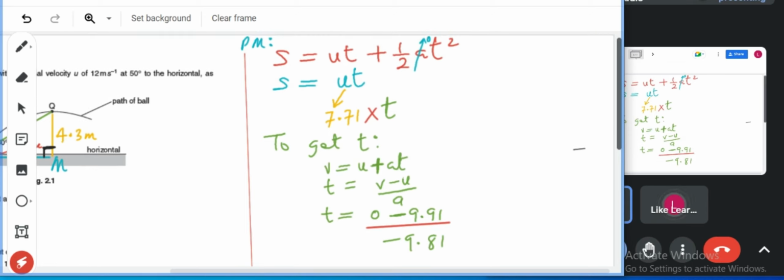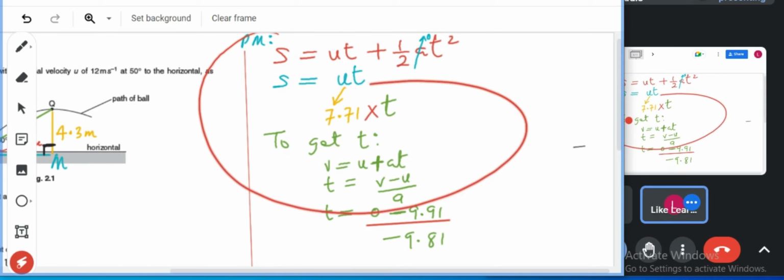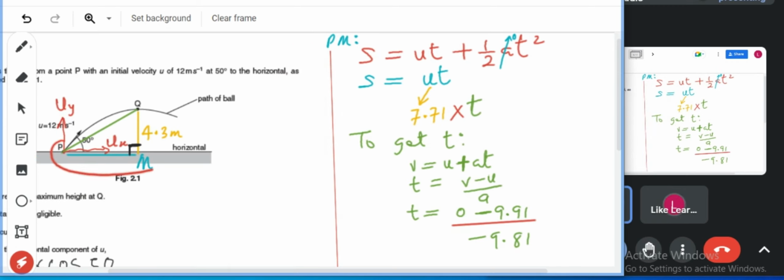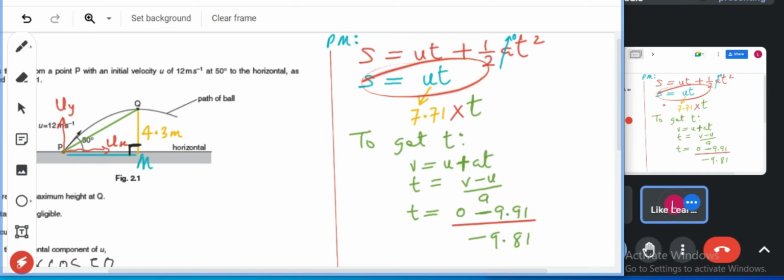Remember what we're trying to get is PM, P to M, here to here. To do that, you have to use S equal to UT plus half A T squared, which simplifies to S equal to UT. We know what U is, the horizontal component of the velocity, but we don't know what T is, so we need to get T first. You use V equal to U plus AT. T is V minus U over A. V is 0, and U is the vertical component because we're treating the rise part.